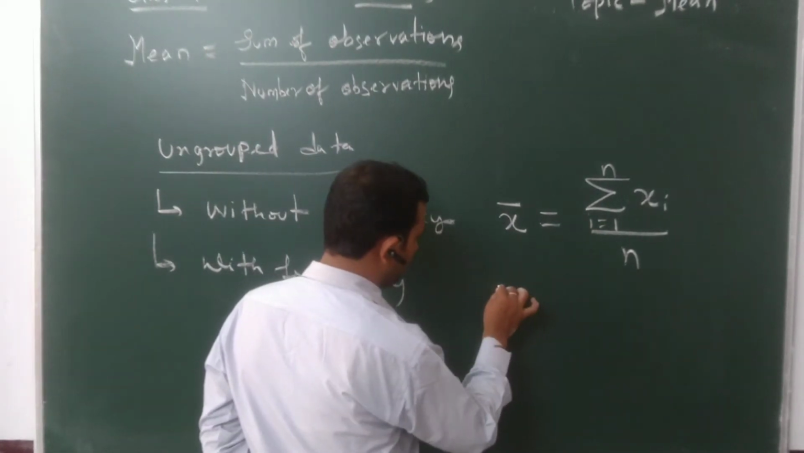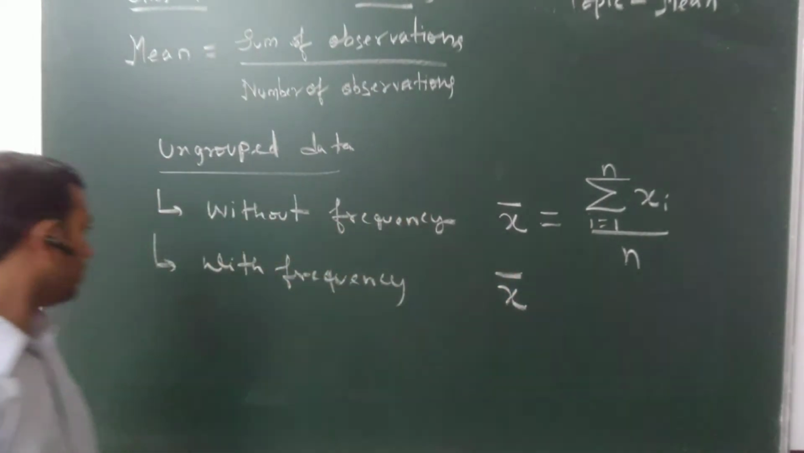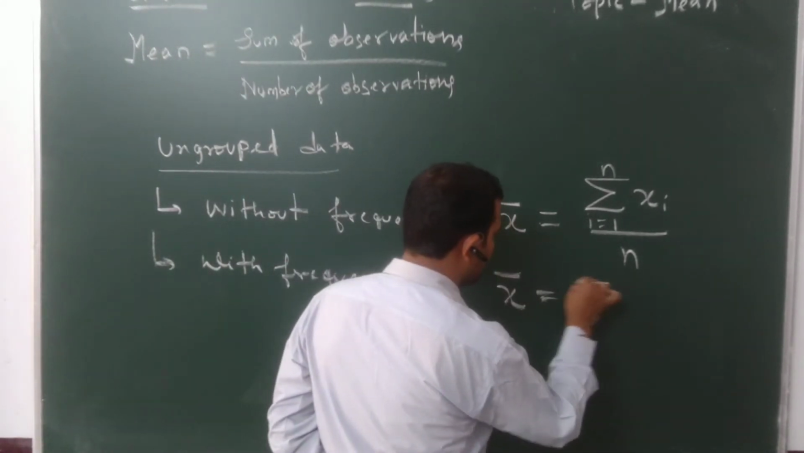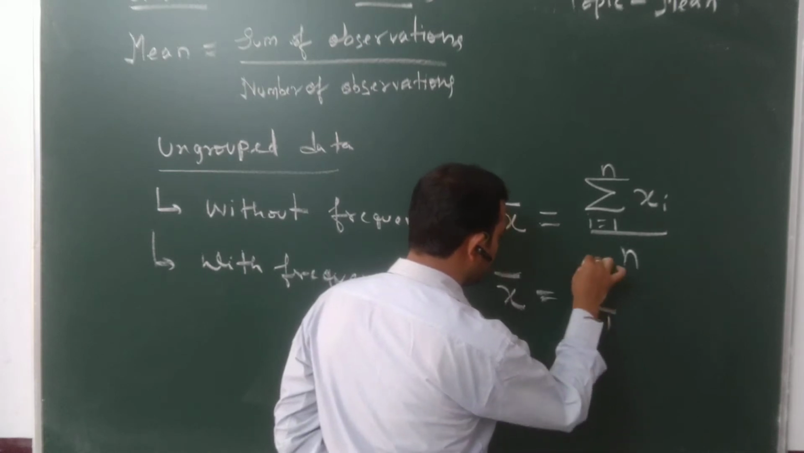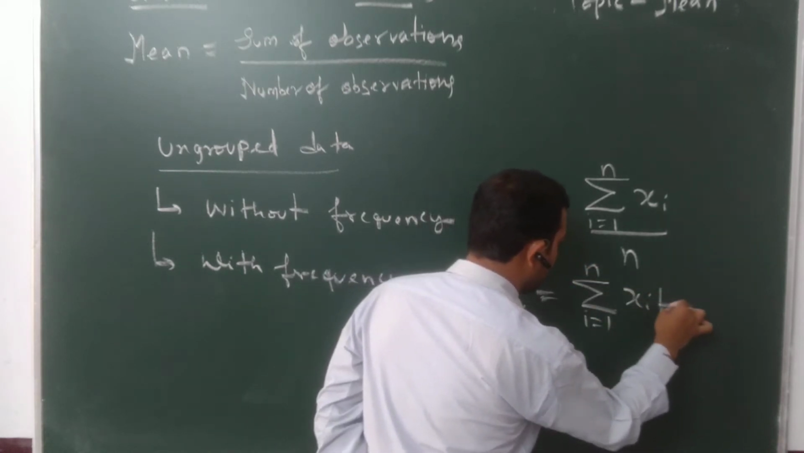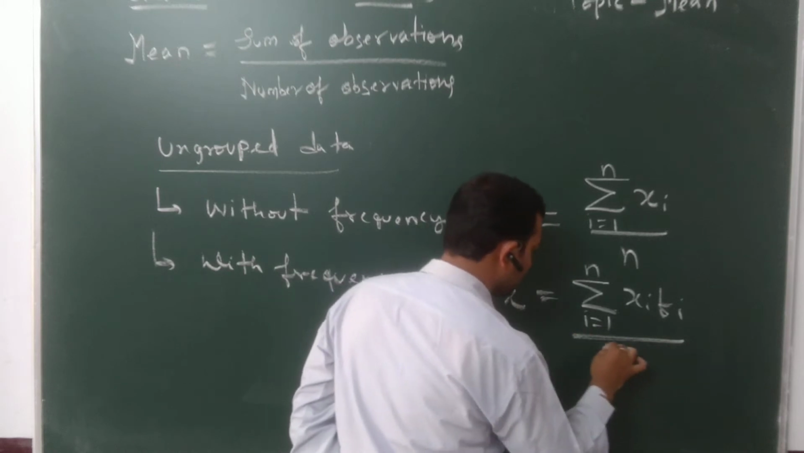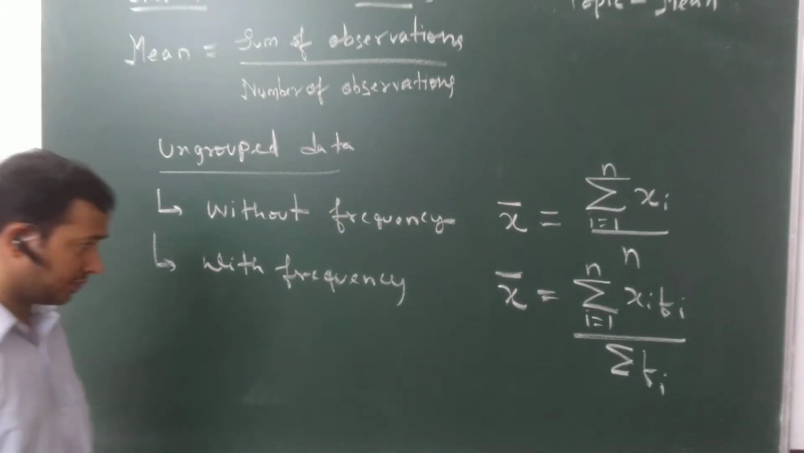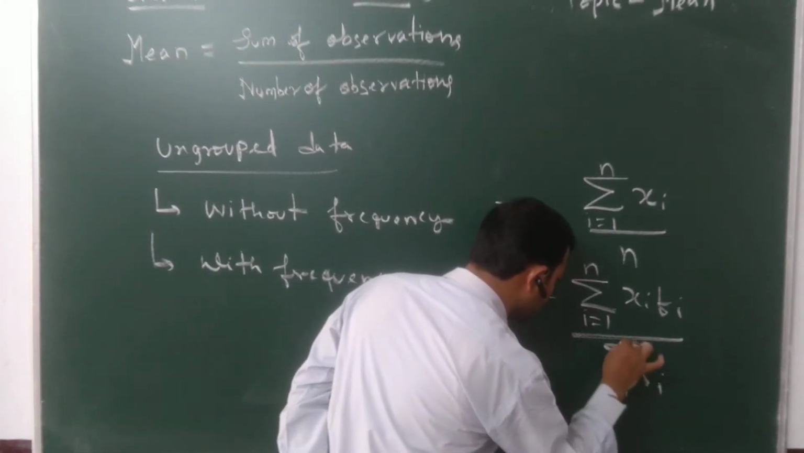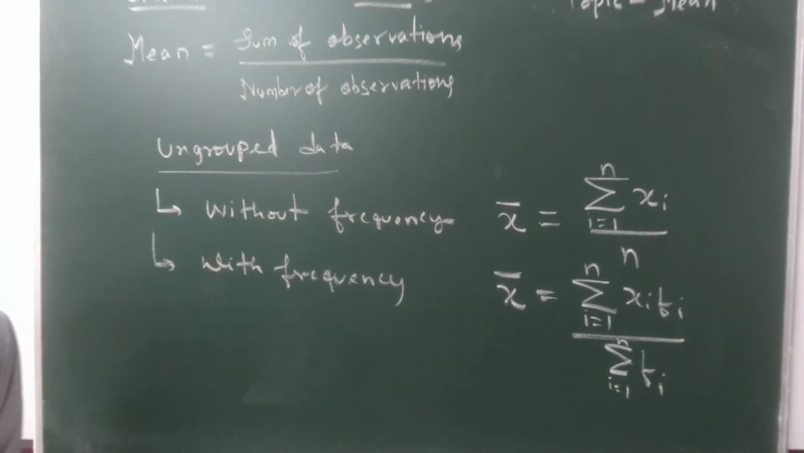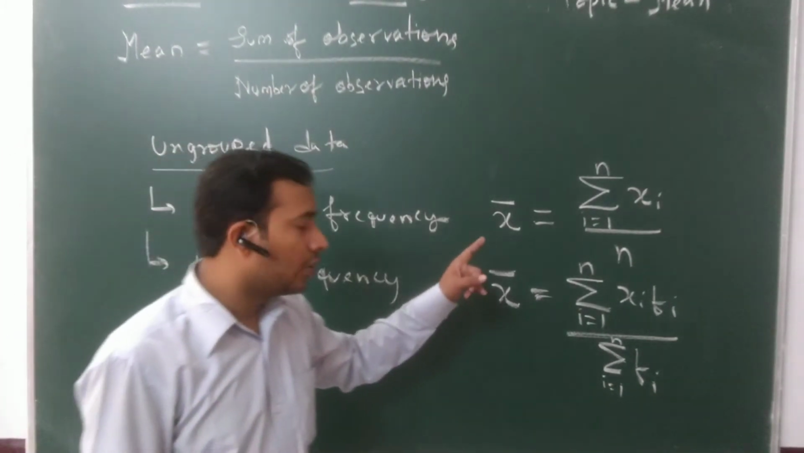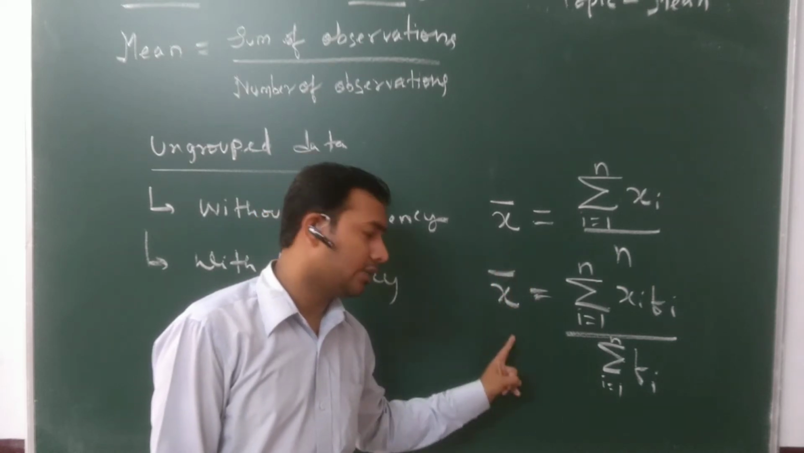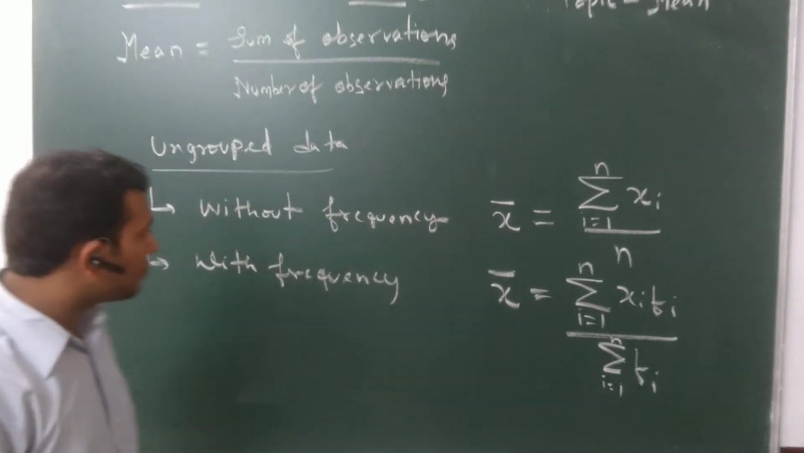Next, we go for the one with frequency. With frequency, we have a formula that is summation i equals 1 to n, xi fi, by summation fi. So we need to find the mean for ungrouped data without frequency and with frequency. We'll try to understand this one.